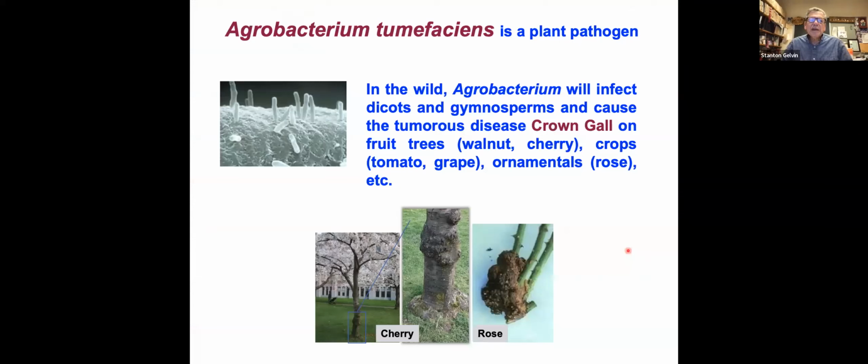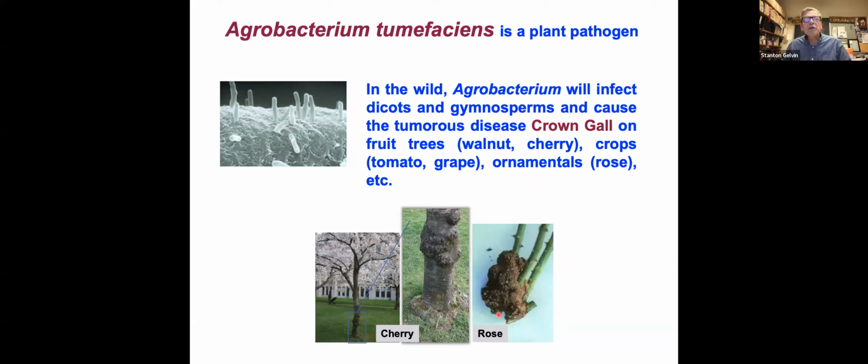One of the things that people frequently forget, because Agrobacterium is used in biotechnology so much, is that Agrobacterium is a plant pathogen. In the wild, it infects dicotyledonous plants and some gymnosperms, and it causes a tumorous disease called crown gall. It causes crown gall on hundreds of different species of plants, including fruit trees, various crops, ornamentals, and so forth. Here is a crown gall tumor at the base, or crown, of a cherry tree, and here is one on a rose plant.